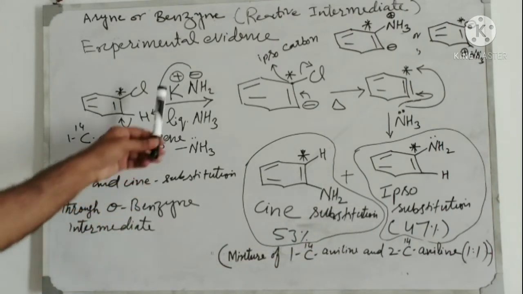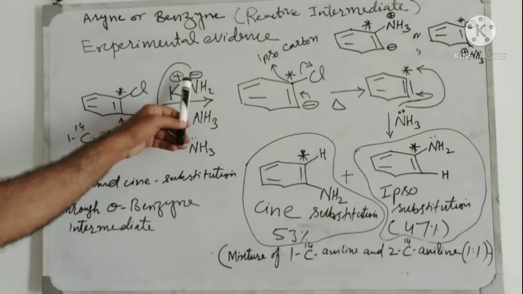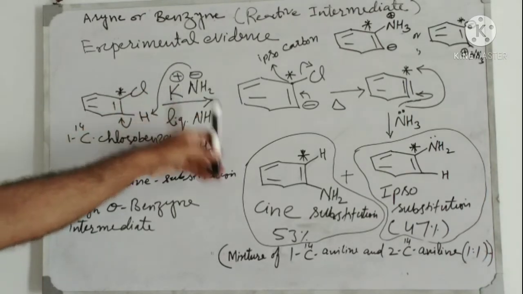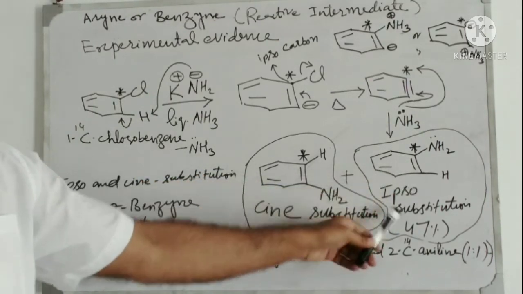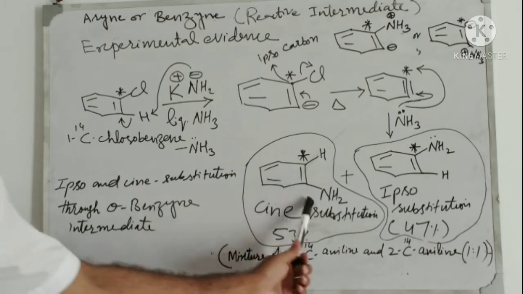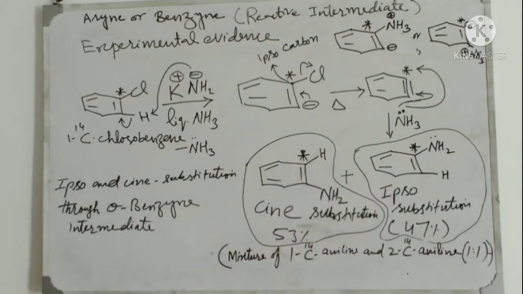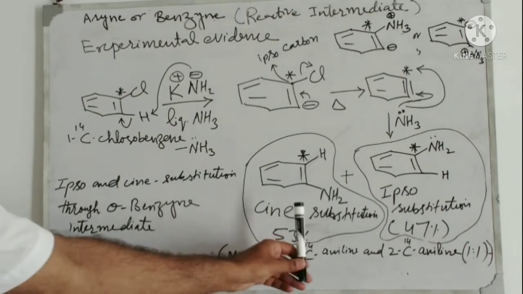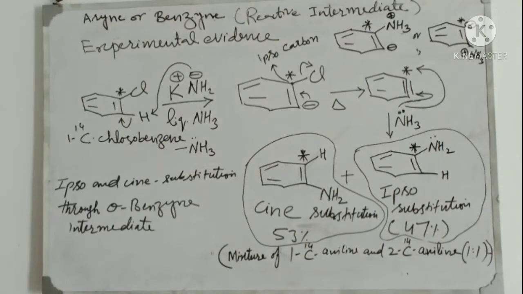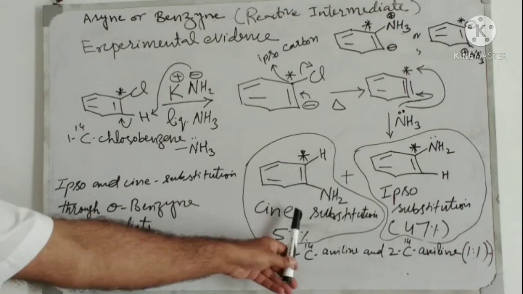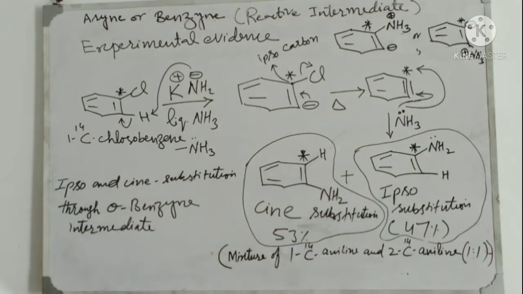This is nucleophilic aromatic substitution. Previously it was believed that this NH2 can directly attack here and we get this aniline in 100% yield, but this is not the case. We get these two products in almost a 1-to-1 ratio, which shows that a symmetrical intermediate like ortho-benzyne is involved. So this is the experimental evidence which shows that ortho-benzyne really exists. So ipso and cine substitution through the ortho-benzyne intermediate, we can justify this mixture of two types of substituted anilines.